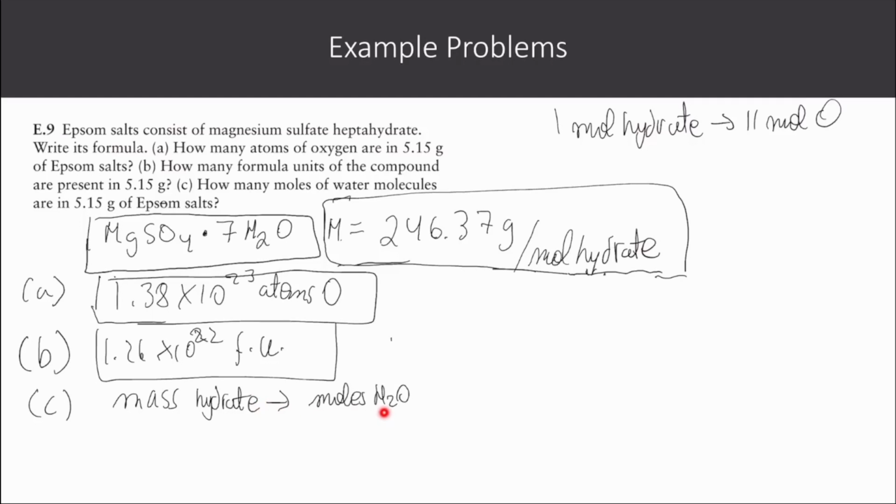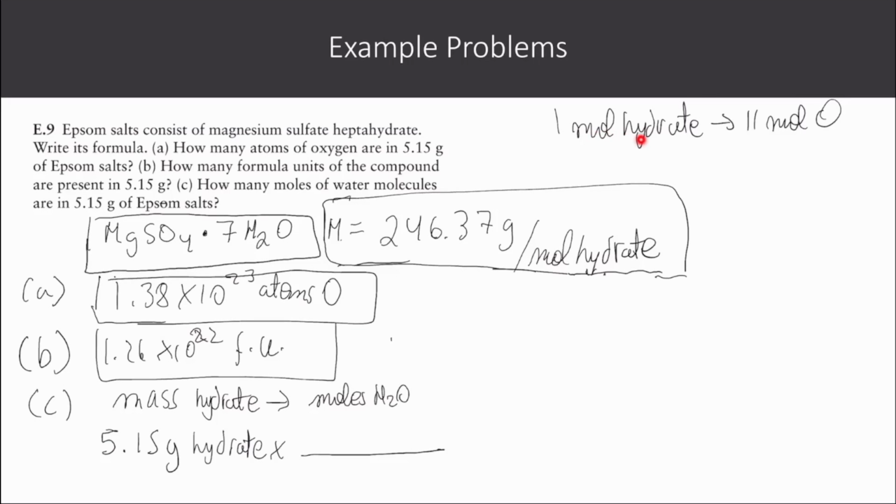Okay, so in this case, we need a conversion factor. So we start with 5.15 grams of hydrate, and then we need a conversion factor that has grams of hydrate on the bottom and moles of H2O on the top. So the way we do this is the following.